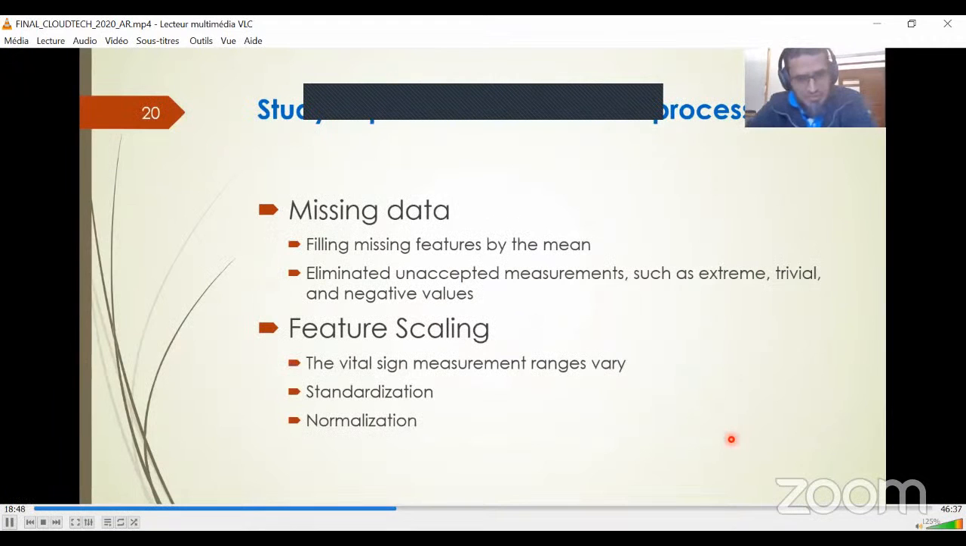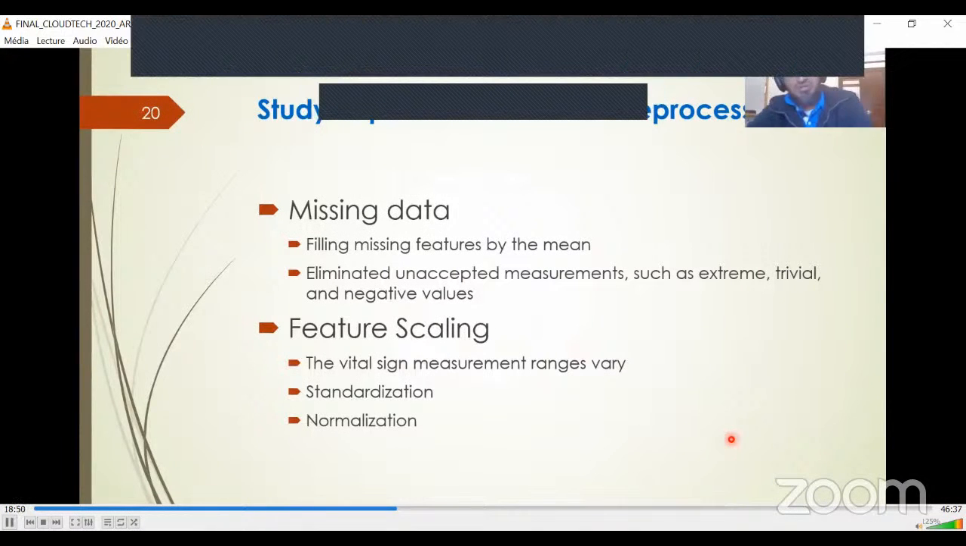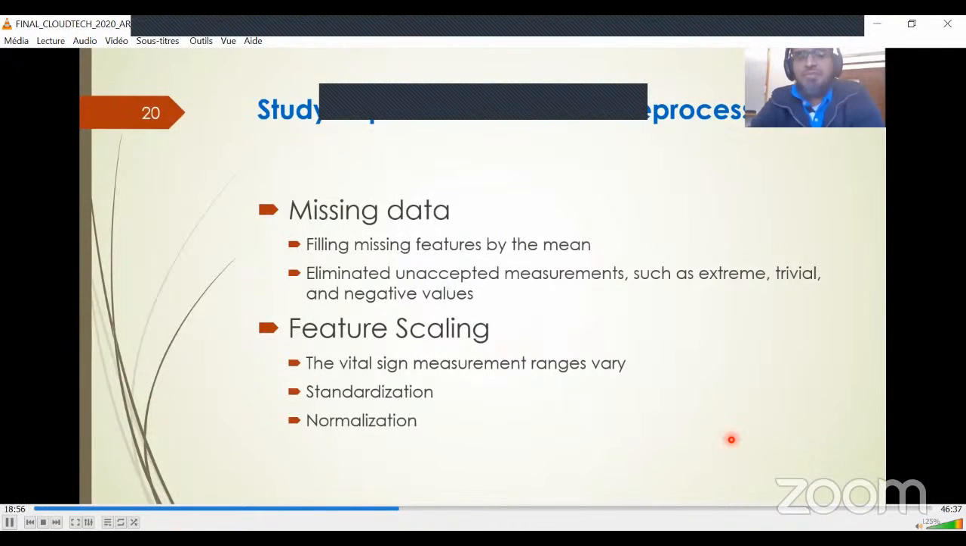There was some missing data. We fill it with the mean of the population. I'm saying about 1%, missing data is around 1%, so it's not that large. Also, we eliminate unexpected measurements, negative or extremely extreme values.